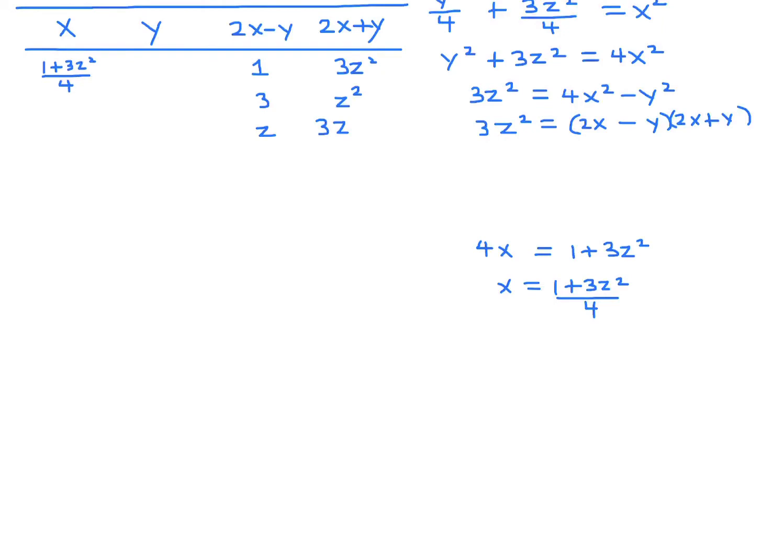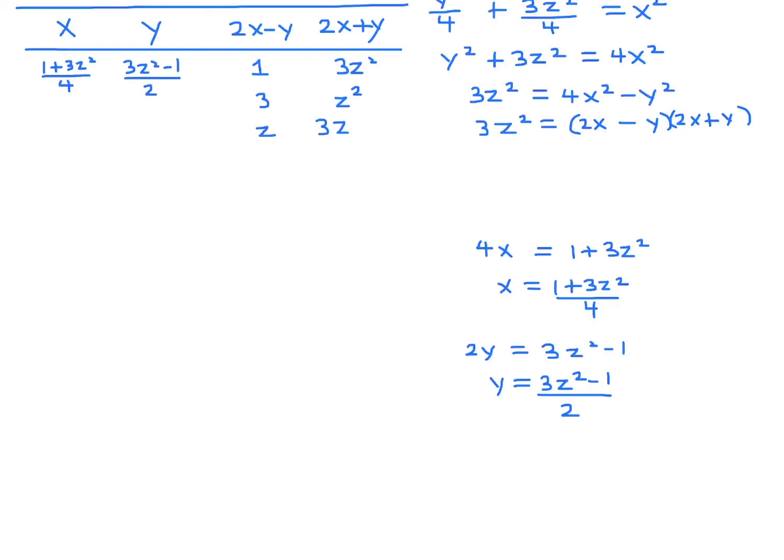And in a very similar way, I want to solve for y. Well, I'll take this and subtract from it that guy. And if you do that, you'll get 2y is equal to 3z squared minus 1, and therefore y is equal to 3z squared minus 1 over 2.